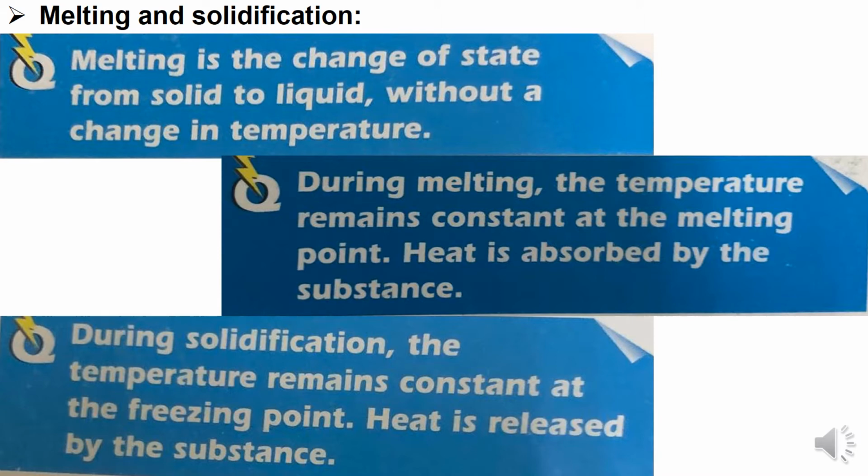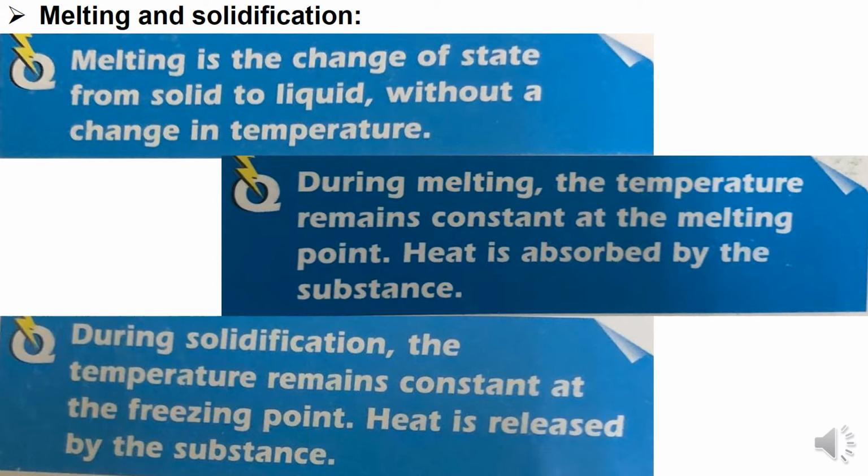Melting and solidification. What's melting? Melting is the change of state from solid to liquid without a change in temperature. We already discussed this when we learned the heating curve and cooling curve. When a solid changes to liquid, that means when ice changes to water, the temperature remains the same. That particular temperature is known as the melting point. It will happen only at the melting point.